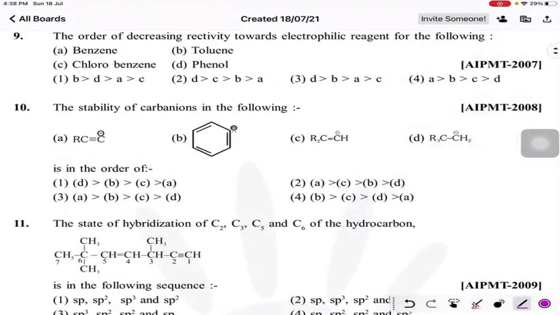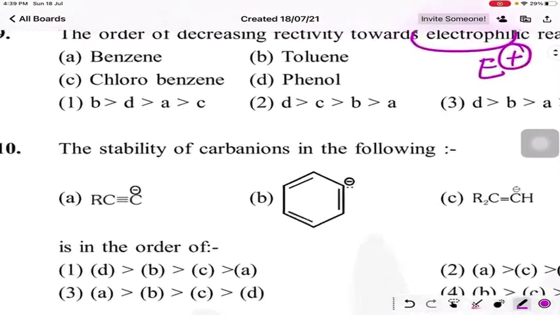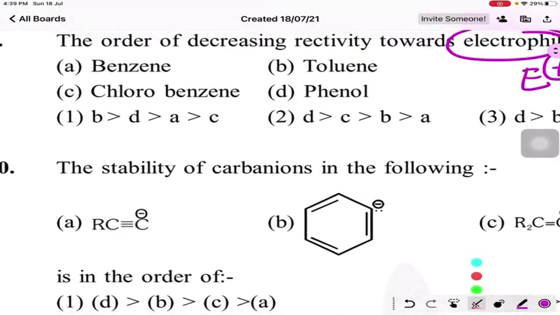So today we will discuss some questions of NEET exam from the organic chemistry part. First question is the order of decreasing reactivity toward electrophilic reagent. So the attack is of an electrophile. It means we have to consider aromatic compounds. So all are aromatic compounds: benzene, chlorobenzene, toluene and phenol.